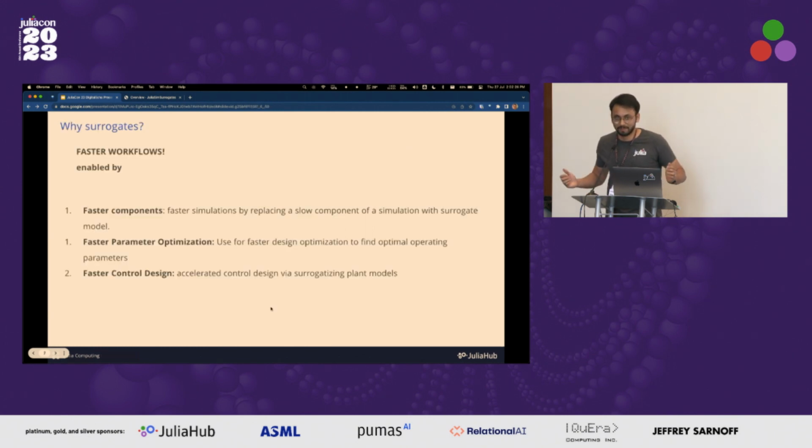So yeah, the main reason we want surrogates is faster workflows. And faster workflows are enabled by faster components. Each of those individual components have their own complexities. But if we take the slowest component and speed it up, that itself saves a lot of time. And what this enables is faster parameter optimization or faster control design, which is very crucial in any research or a production setting.